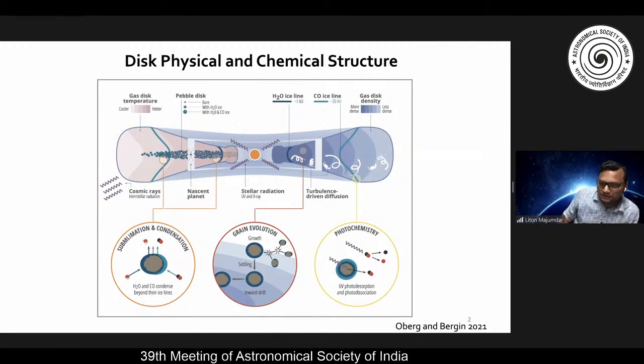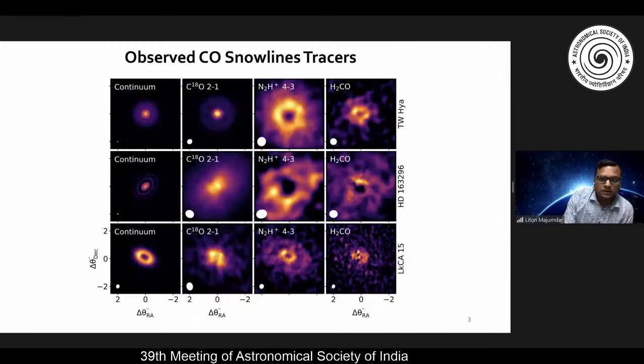So if you form a planet here, then you will have a different oxygen to carbon ratio, because most of your water is in the form of gas. So the whole idea is that your density and temperature structure continuously changes the composition of the planet forming disk, and that has a strong role to play in the atmospheres of various exoplanets that you observe.